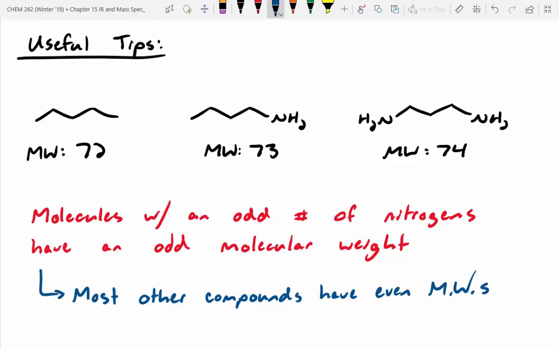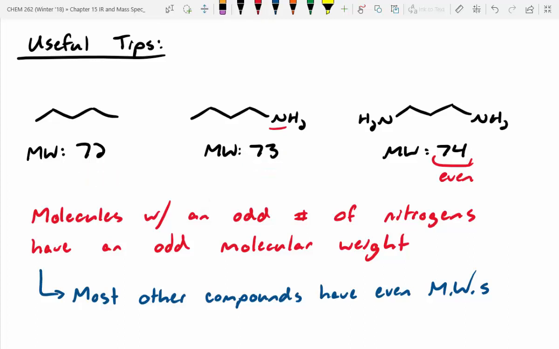So you can see in pentane we have 0 nitrogens. So this one is even. Over here we've got 1 nitrogen. So this is odd. And then over here we've got 2 nitrogens. So this is even. So you can really quickly spot whether or not you have a nitrogen containing compound by looking at your parent ion and seeing if it's odd or even. If it's odd, that's a good sign that you've got a nitrogen in there, right? If you've got an even peak, that either means you've got an even number of nitrogens or no nitrogens at all. So that can quickly be a good clue that you can work off of.